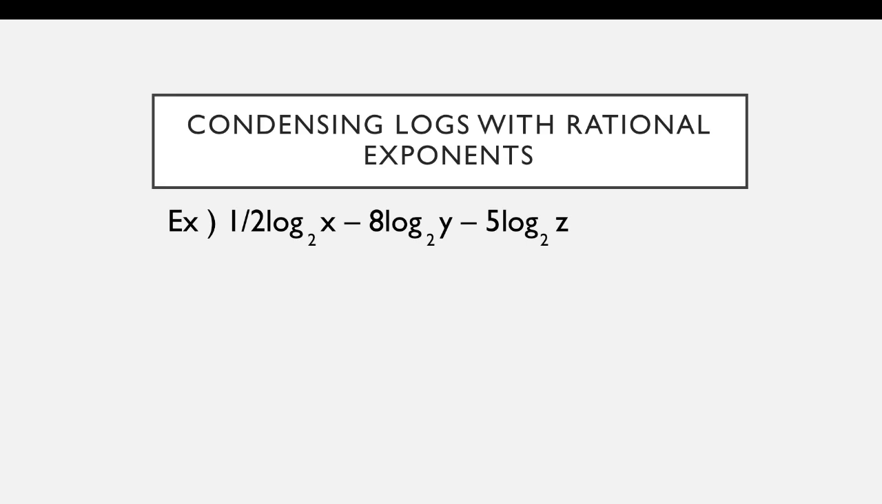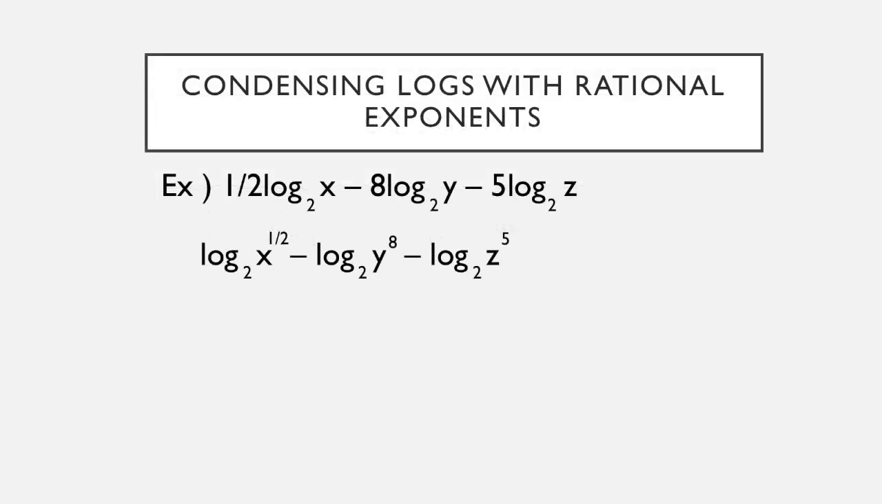An additional thing that you want to remember is when condensing logs with rational exponents, you want to rewrite those exponents or fractions as radicals. So what we're going to want to do for this example is move all the coefficients to the exponent position. After we do that, our equation should look like this. And now we can continue condensing.